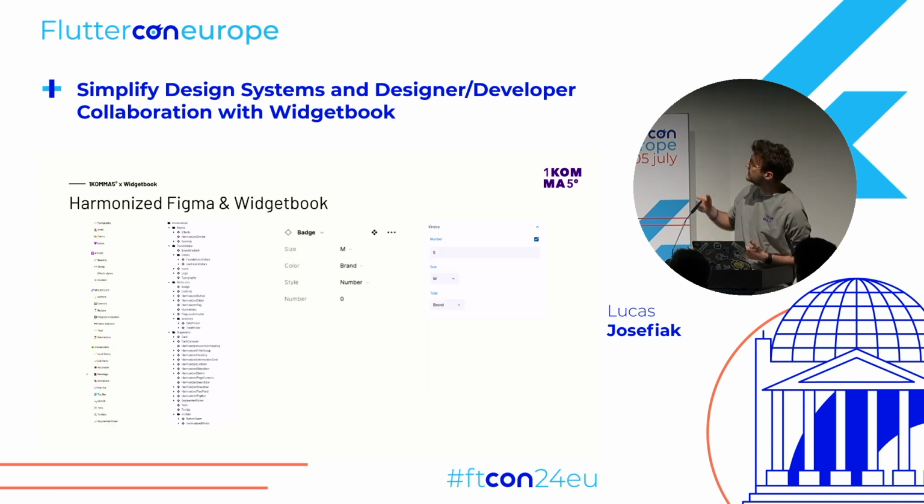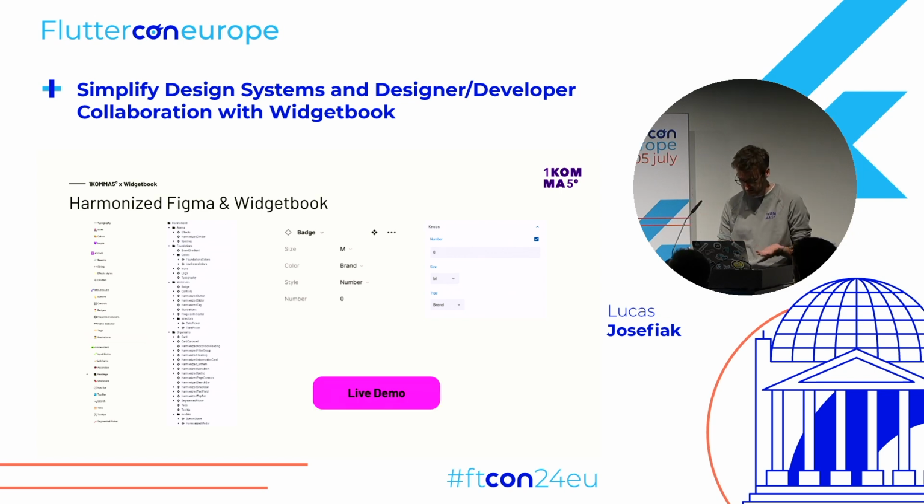So on the left, you can first of all see the structure of the design system in Figma on the side panel. And then we are mirroring and harmonizing. We have to talk about the order still. That we also have all these components inside the Widgetbook. And then the same thing with the knobs, that the stuff designers can change for the badge, we can also adjust with the knobs.